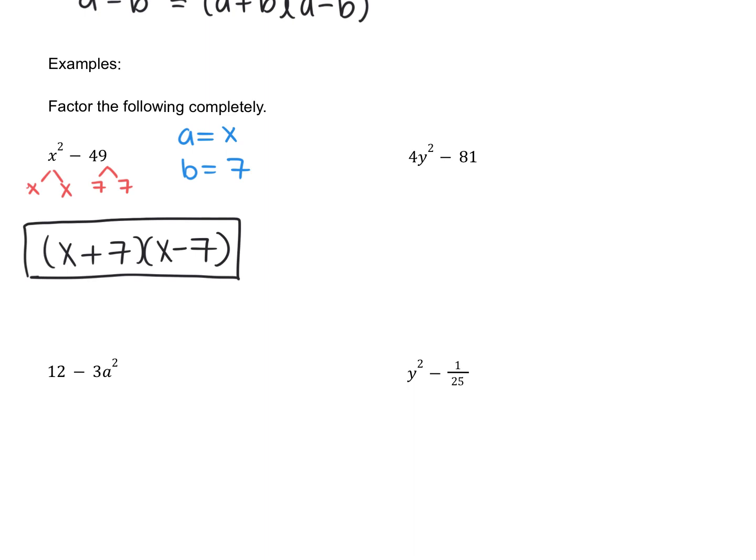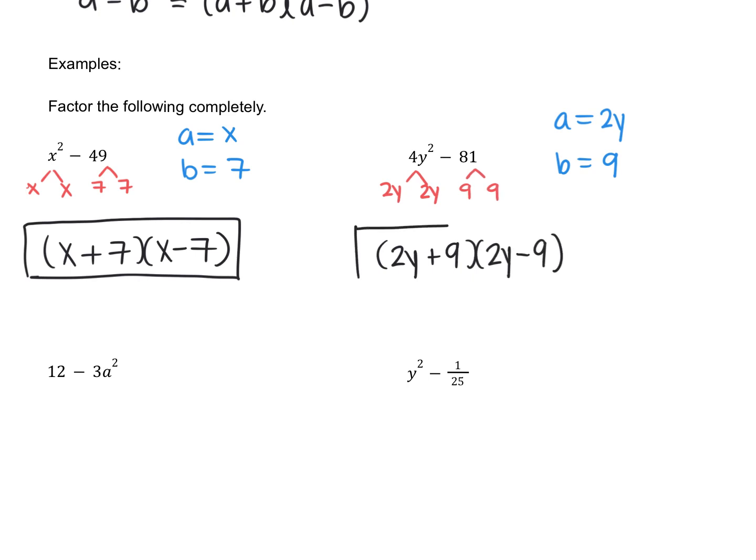Our second example, we have 4y squared minus 81. So 4y squared I can get by doing 2y times 2y. 81 I can get by doing 9 times 9. So my a is going to be 2y, and my b is going to be 9. So I get 2y plus 9, 2y minus 9. And it doesn't matter which parenthesis you make the plus and which you make the minus, as long as one of them is a plus and one of them is a minus.